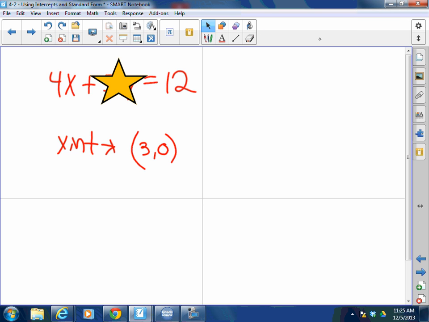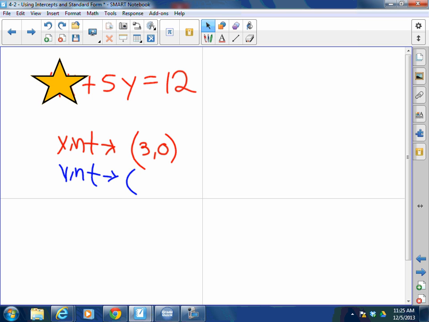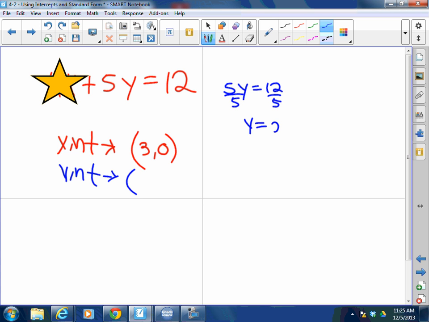Excellent. Now, for my y-intercept, same procedure. I'm still making x 0, y'all. It's just not going to be as pretty. What's my y-intercept this time? No, not 5 over 12. 12 over 5. Divide by 5. So y will equal 2 2/5. How would I write that as a y-intercept? 0, 2 2/5. So I can still find the x and y-intercept using this method.